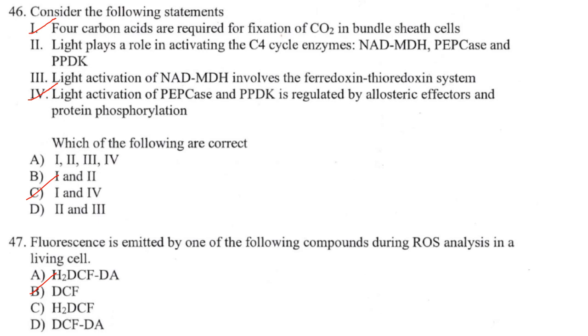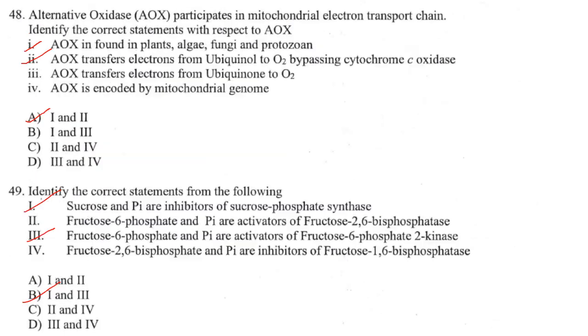Then next one. Fluorescence is emitted by one of the following compounds during ROS analysis in a living cell. So it is DCF or dichlorofluorescein. Answer is option B. Then next one. Alternate oxidase in mitochondrial electron transport chain. Identify the correct statements with respect to AOX, alternate oxidase.